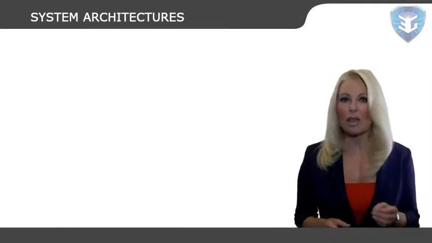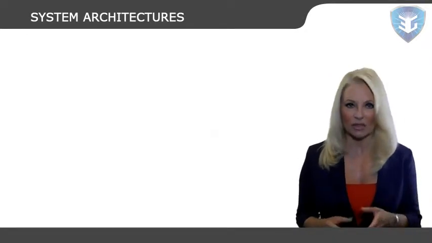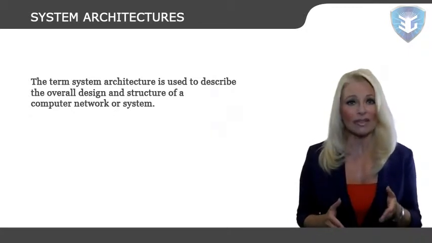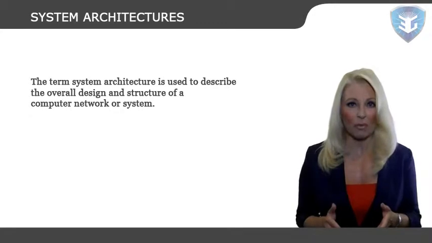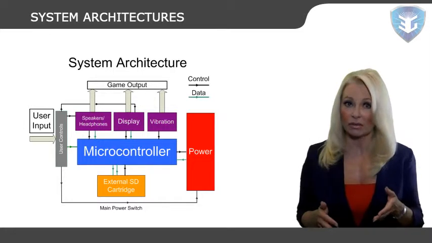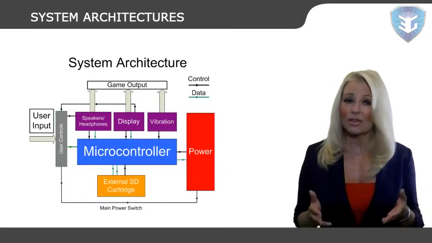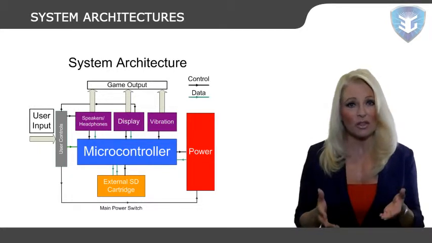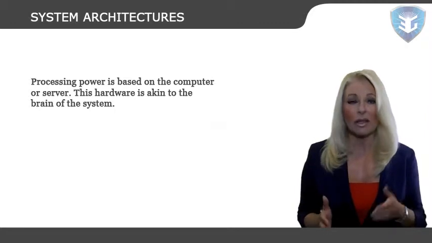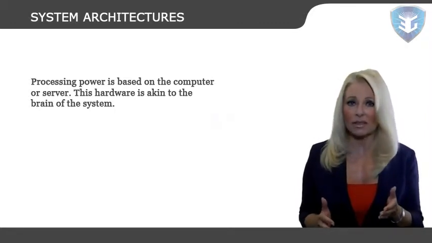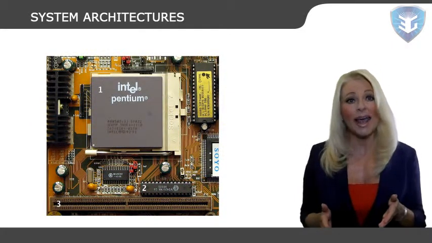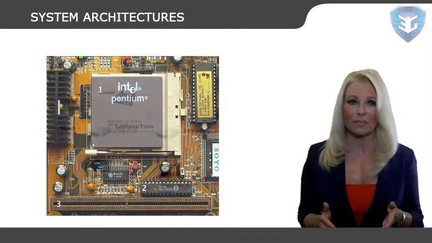Let's start with a brief introduction to system architectures. The term system architecture is used to describe the overall design and structure of a computer network or system. There are some main components to any system architecture: processing power, storage, connectivity, and user experience. Processing power is based on the computer or server. This hardware is akin to the brain of the system. Storage space is based on the number and capacity of the hard drives and related devices built into the system.